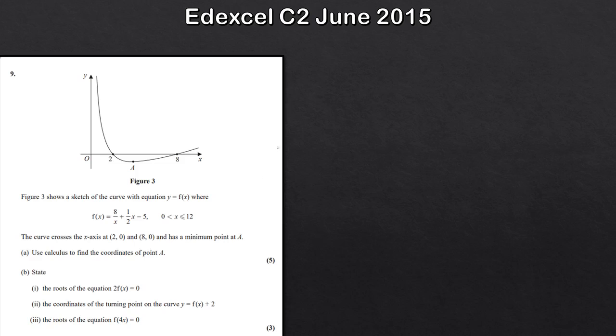So what we've got here is figure 3, which shows a sketch of the curve with equation y equals f of x. So f of x is equal to a over x plus a half x minus 5. And what I'd always do here is if you're going to end up differentiating or integrating a function that's written in this form, where you've got, for example, a over x, I just write this in index notation. So that's going to be ax to the minus 1, and then we've just got half x minus 5.